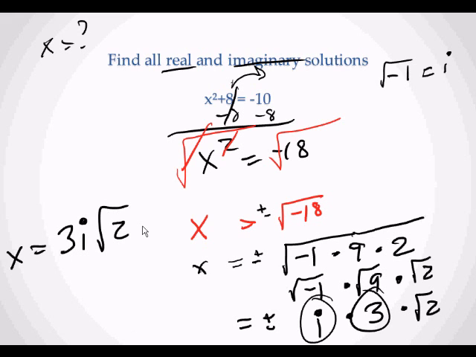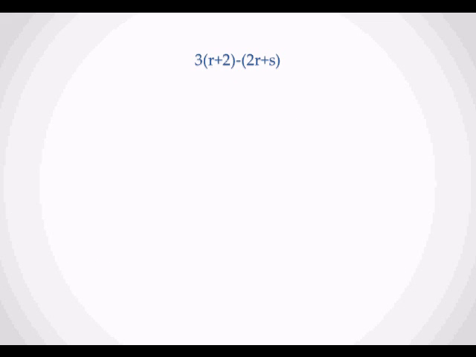So my answer for this is, do you see how the i and the 3 are in front? 3i square root of 2. The 3i popped out. The square root of 9 is 3. The square root of -1 is i. Those popped out of the square roots. The 2 is left inside. But we have two answers here. One is a plus 3i square root of 2. The other one is a minus 3i square root of 2. And there is our final answer.